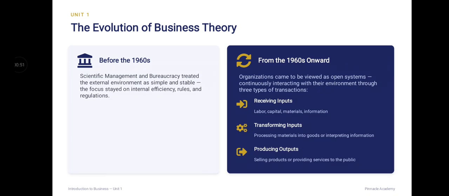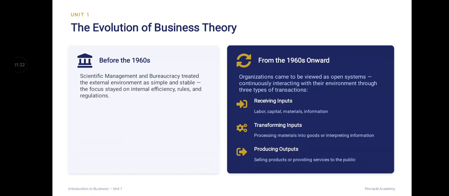For a long time, the earliest management theories, such as scientific management and bureaucracy, treated the world outside a business as if it was simple and predictable. Managers back then focused almost entirely on what was happening inside the four walls of the factory or the office. Think of it like someone who only ever looks at their own kitchen and never checks what is happening in the market while they buy their food. As long as the kitchen was efficient, they believed the business would succeed.